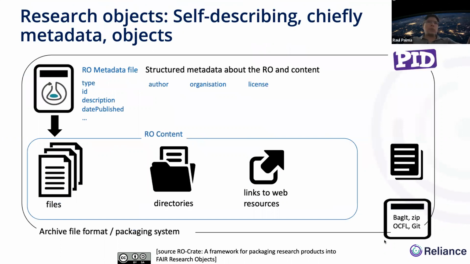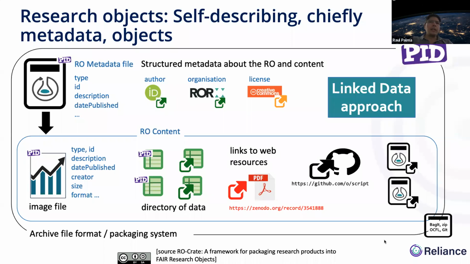So inside, this is how it looks. Basically, you have a metadata file, which is describing the structure of the research object and the files or resources inside the research object. As I said, these can be links to web resources, or they can also be physical resources. And the whole package also has a permanent identifier.